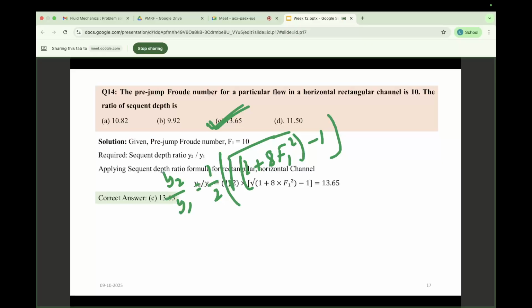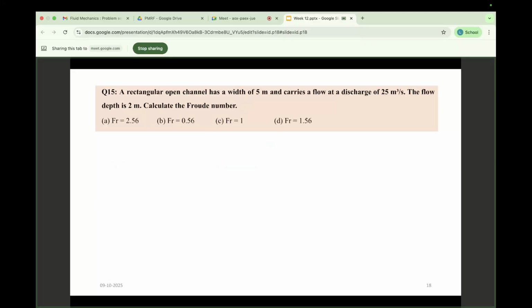And the last question for today's session. So a rectangular open channel is there. Its width is given as 5 meter and it carries a flow at a discharge of 25 meter cube per second. That is, Q is given. The flow depth is 2 meter. Calculate the Froude number.